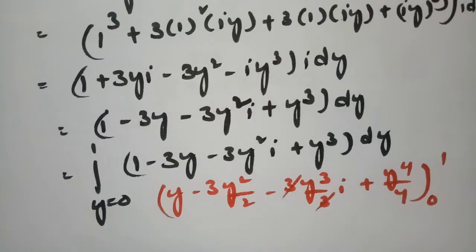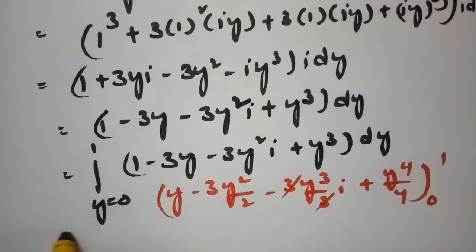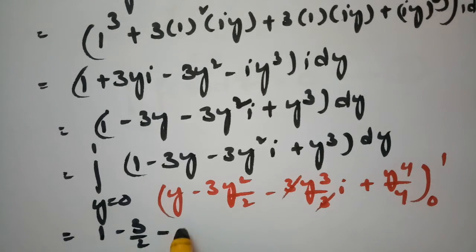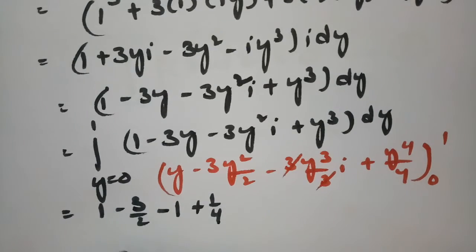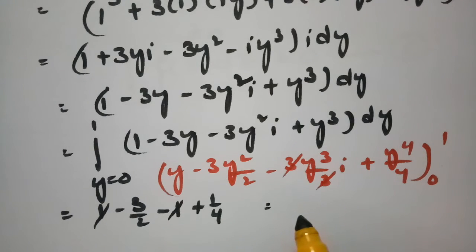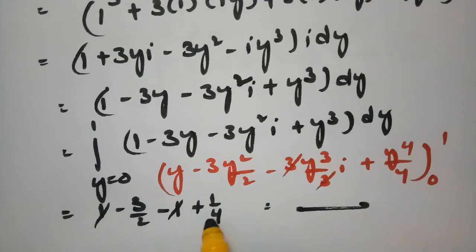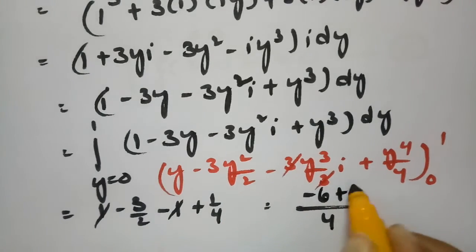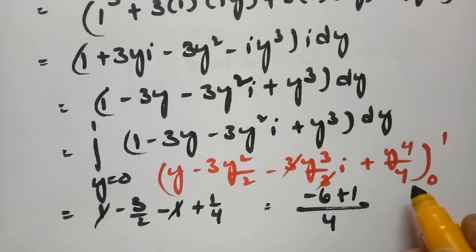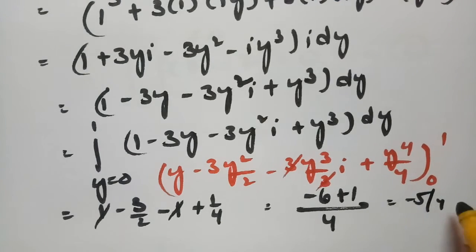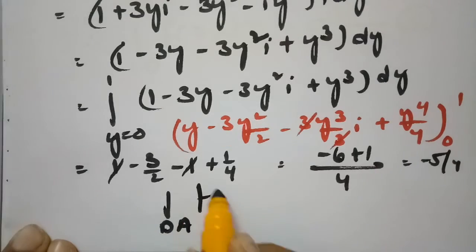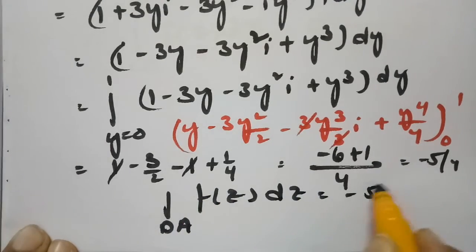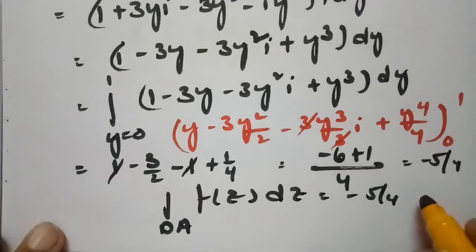So if I substitute the upper limit, this is 1 minus 3 by 2 minus 1 plus 1 by 4. If I substitute 0, everything will be 0. So if I take 4 as LCM, this will be minus 6 plus 1, and the value here will be minus 5 by 4. See, clear? So along DA, the integral of f(z) dz is equal to minus 5 by 4, and I'll name it as D.